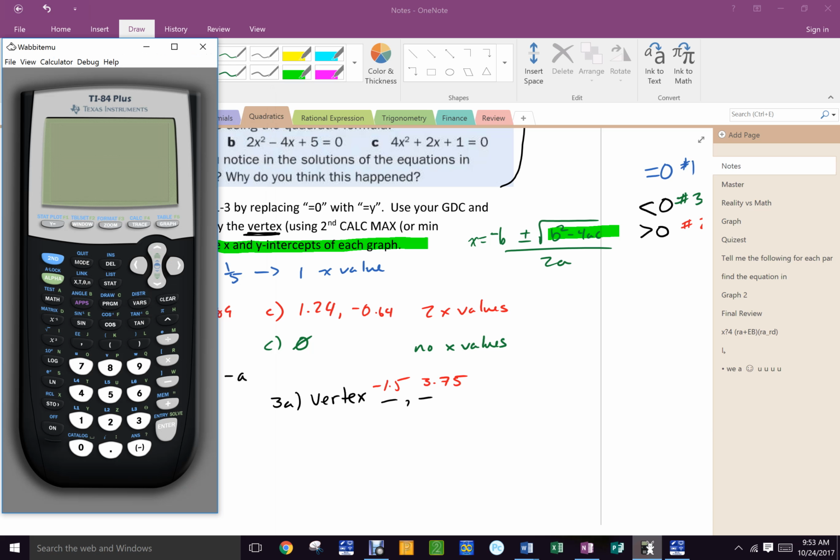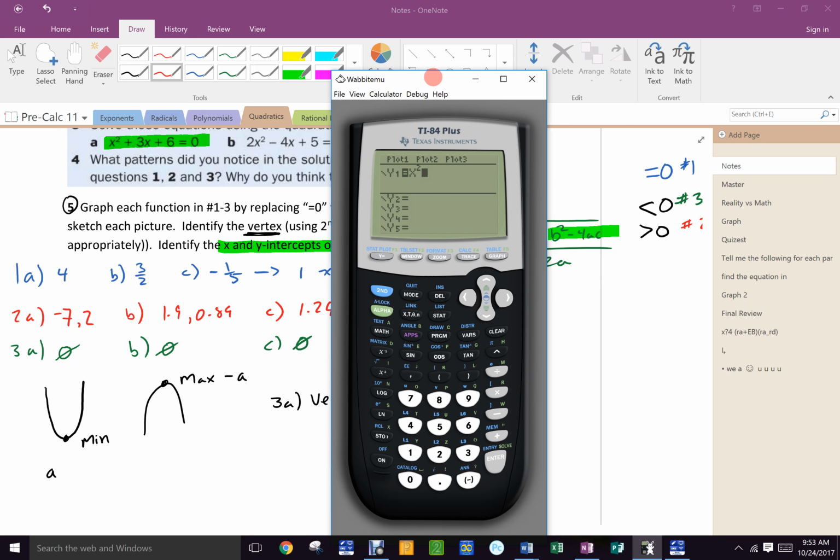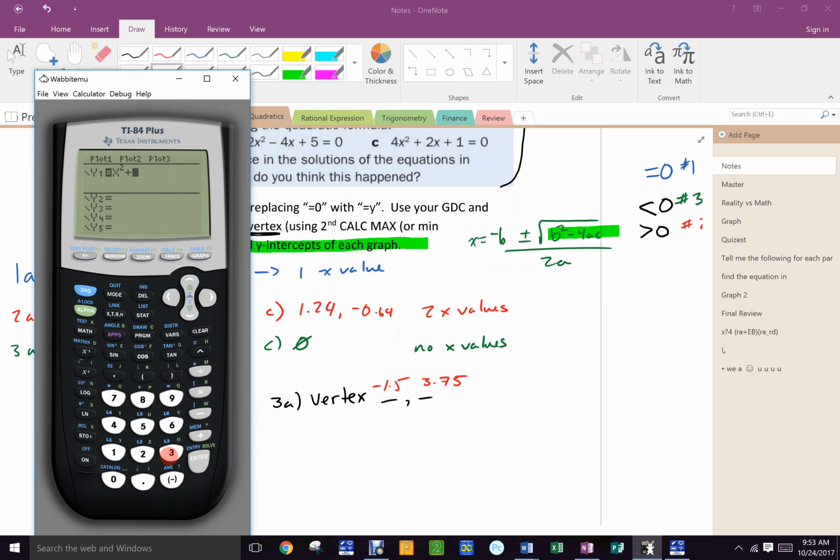There's my graphing calculator. Turn it on. I'm going to enter the equation by pushing Y equals. There's my equation. I enter my variable, X, squared plus 3x plus 6. And then I push graph. I'm in the standard window, so it was visible.